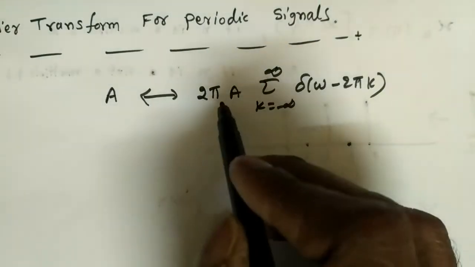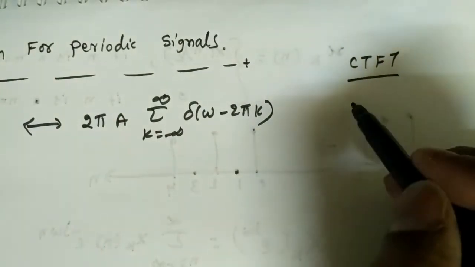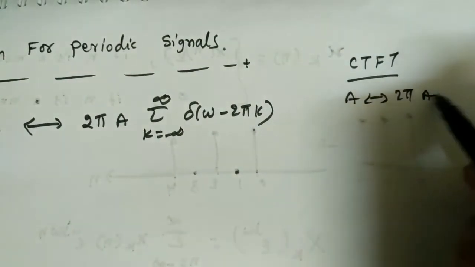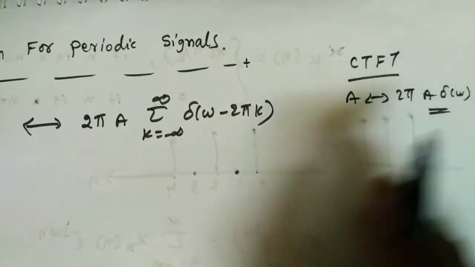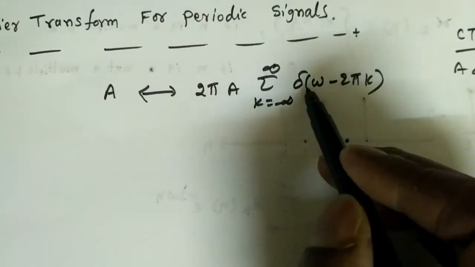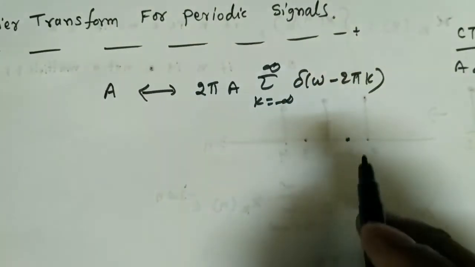The reason is, if we compare with the continuous time Fourier transform, if I recall, this a is simply 2 pi a delta omega, because the continuous time Fourier transform is aperiodic in nature, right? But the discrete time Fourier transform is periodic in nature, so that's why delta omega minus 2 pi k. So what is the period? Here it is 2 pi. So that is the change.